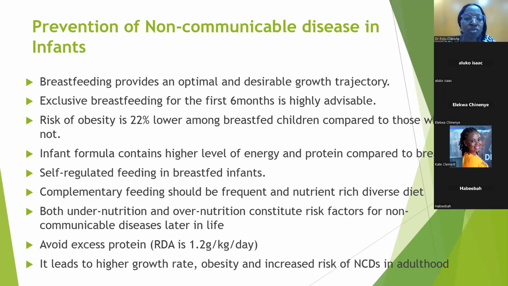When the child is 6 months, complementary feeding should be frequent and nutrient-rich. It should be diverse. The diet should be diverse. A baby should not be given pap and pap alone because she's a baby. She should be given a wide variety of food. Both undernutrition and overnutrition are risk factors for NCDs in later life. So excess carbohydrate should be avoided, just like excess protein should be avoided.